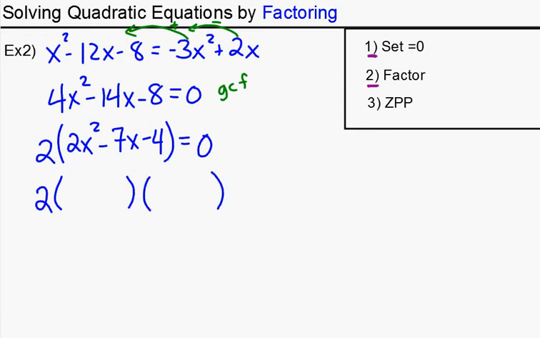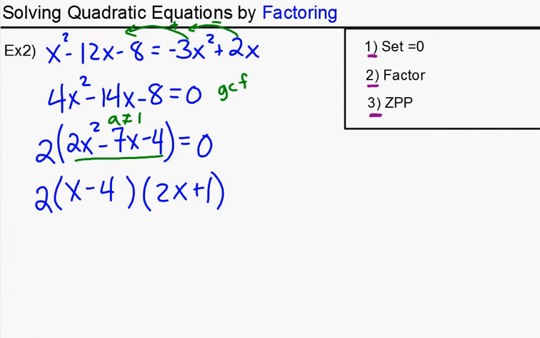I'm going to factor this the rest of the way on the inside. I identify that this is a is not equal to 1, and I'm just going to give you what this factors into. We can factor with a is not 1 on our own. It's going to be x minus 4 and 2x plus 1. That's the factored form of that trinomial on the inside. So I did steps 1 and 2: I set equal to 0 and I factored.